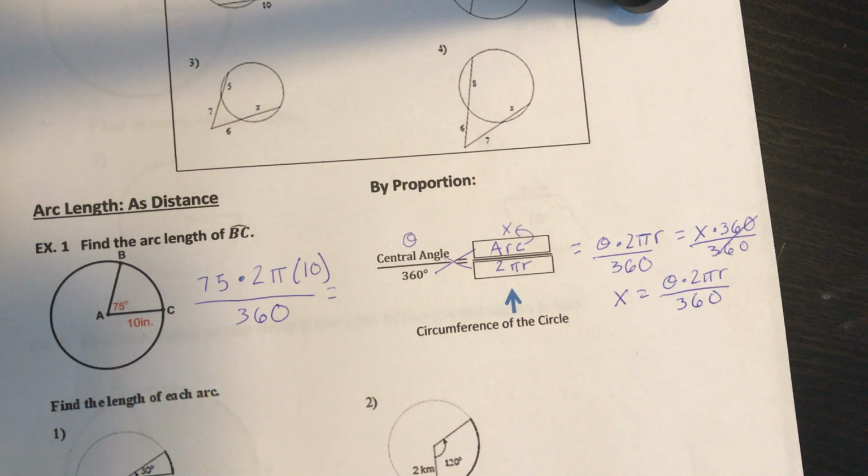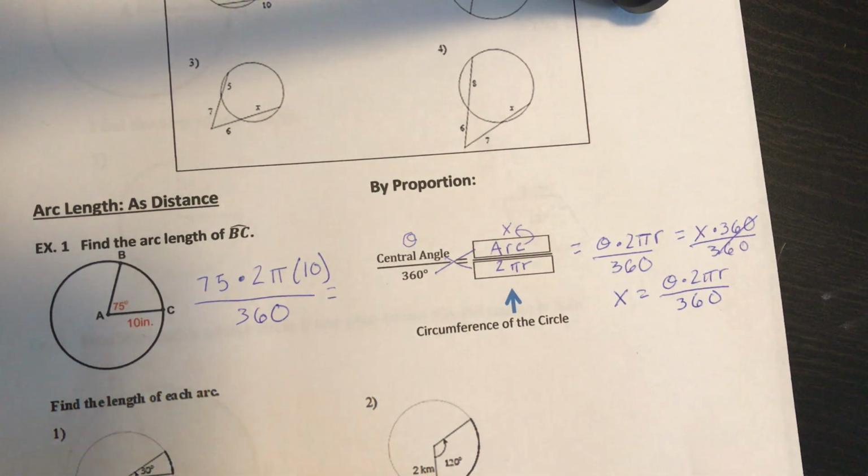All right, here we go. If you put that in your calculator, 75 times 2 times, I'm just going to use 3.14 for pi, times 10, which is my radius. And then we're going to divide that by 360.